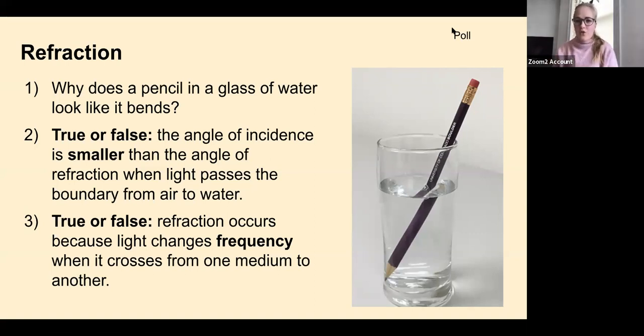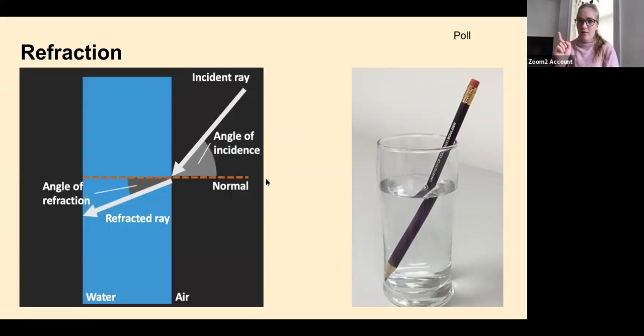Then question 2 was a true or false question. The angle of incidence is smaller than the angle of refraction when light passes the boundary from air to water. This is actually false. I've got a diagram on this next slide that's showing you why.